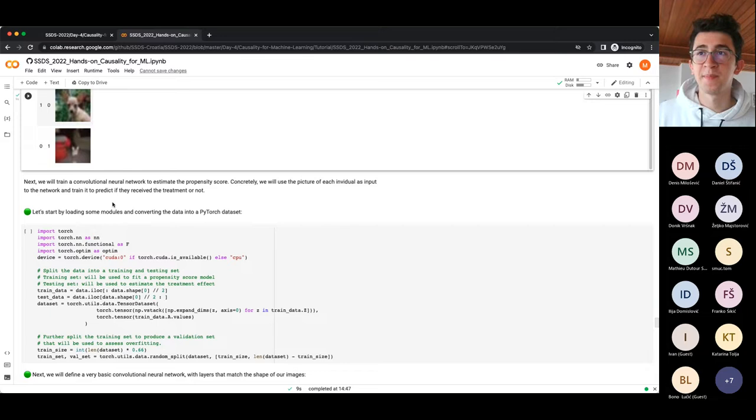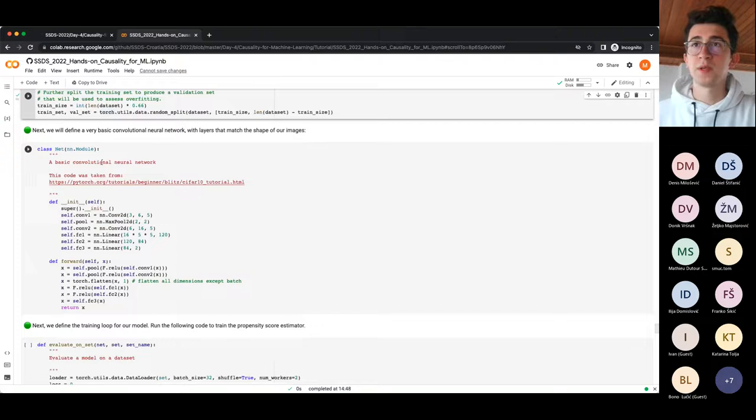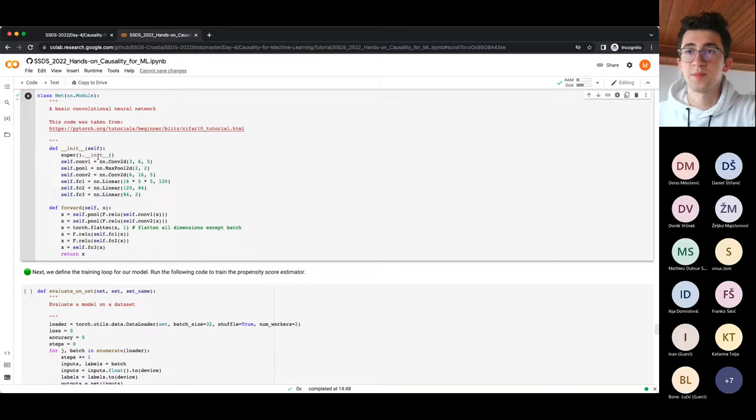And now in the next step, what we're going to do is prepare the data set just for use with PyTorch. So run that. And now here in the following, we'll just have a simple convolutional neural network. A CNN is always well suited for images. And that's what we're setting up here with this net class.